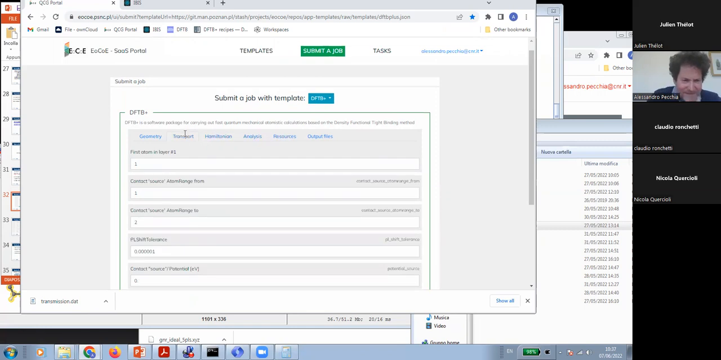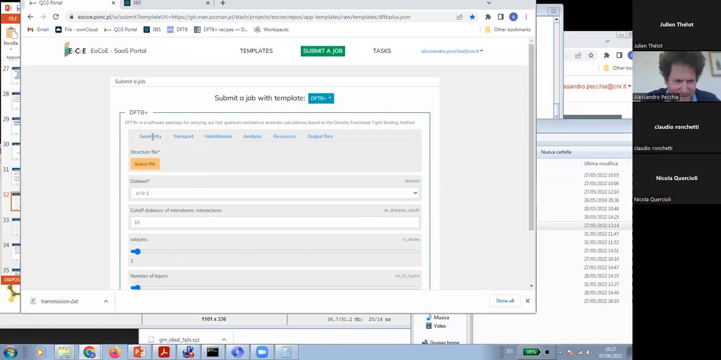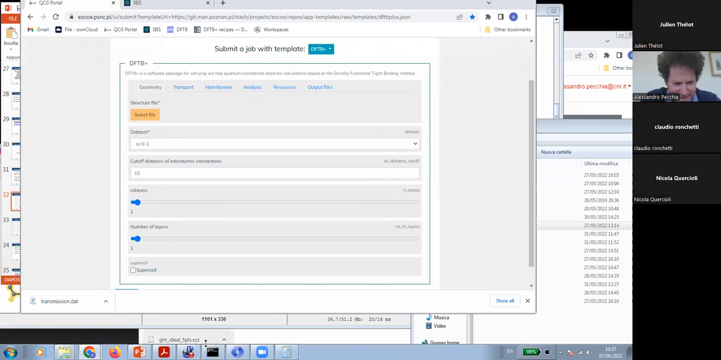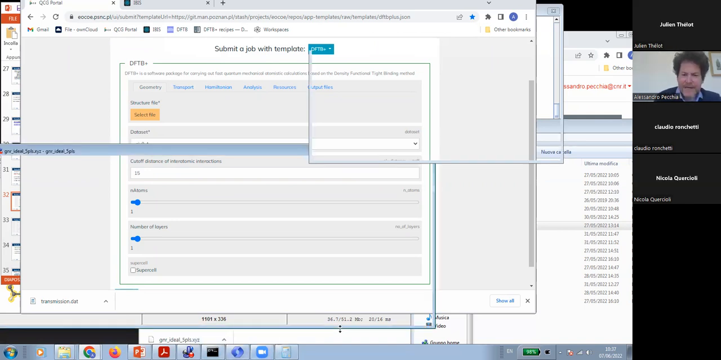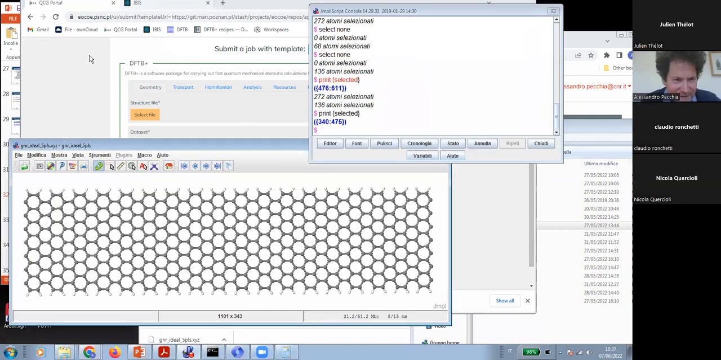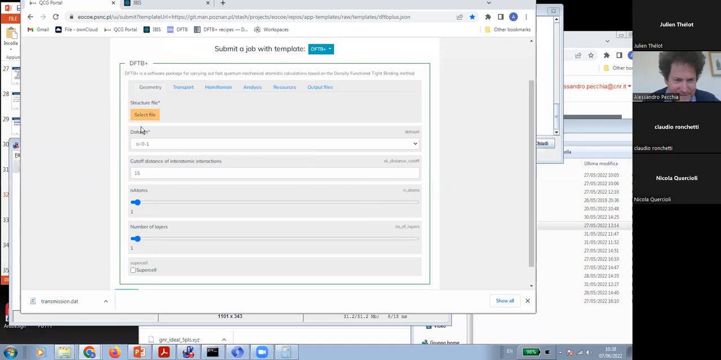I tried to make sort of, okay, it is very restricted compared to the full input file capability of the DFTB, but we tried to, with the help of Damian, actually, we should give credit to the big work that was done by a collaborator of the group in Poland in developing all this graphical interface.